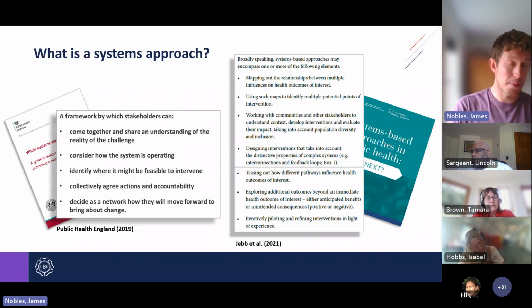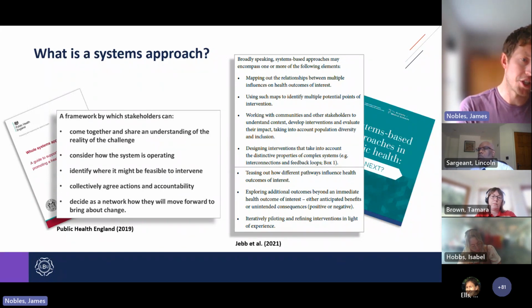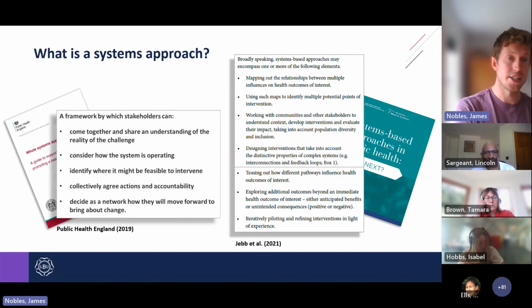And so it's about trying to get collective agreement between lots of different stakeholders who might work across many different organizations and sectors to agree on what actions they might undertake and to be accountable for those actions. It's about deciding as a network how they're going to move forward to bring about that change. So it's an approach which will keep evolving and adapting over time in response to some of the challenges that we might be facing within a public health context.